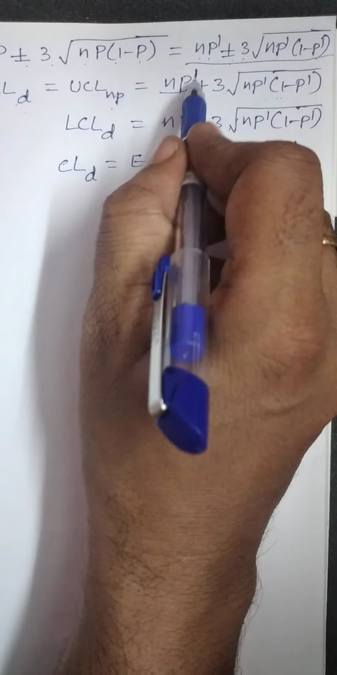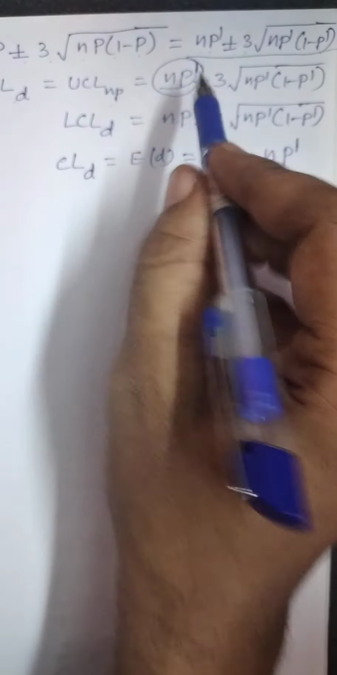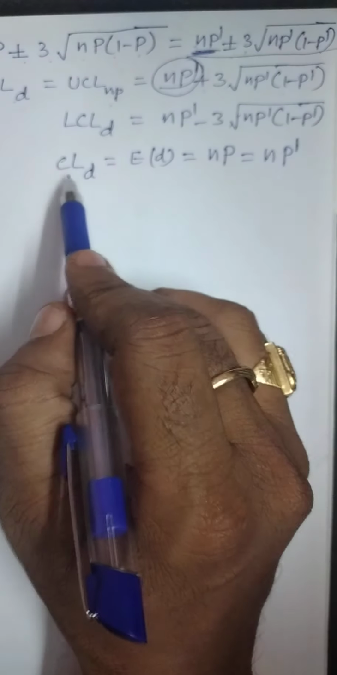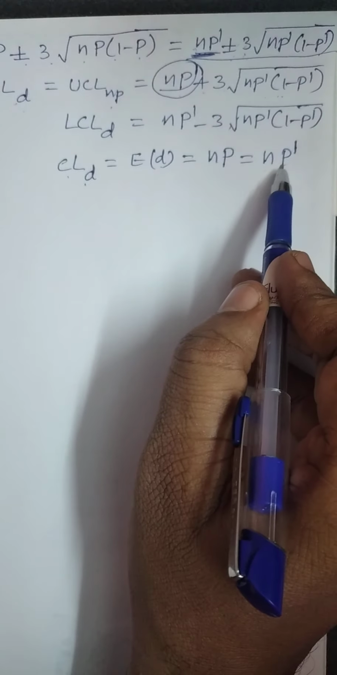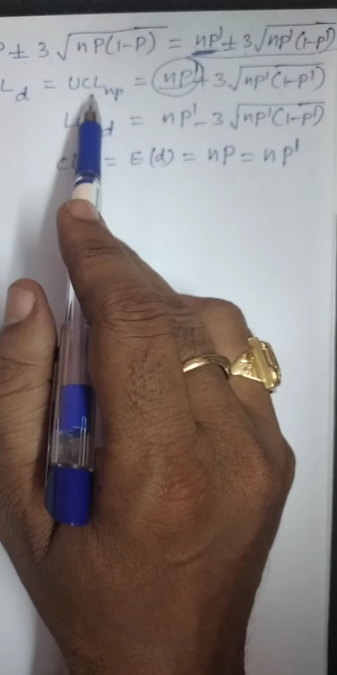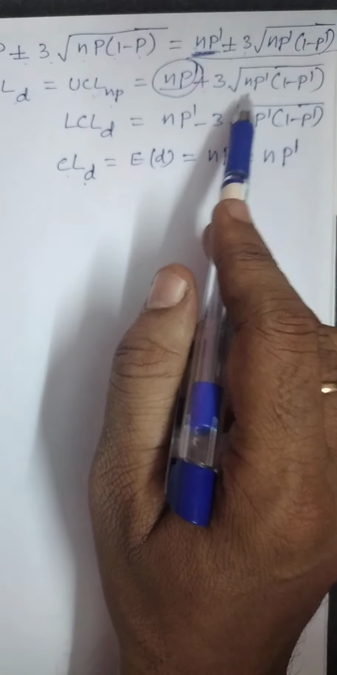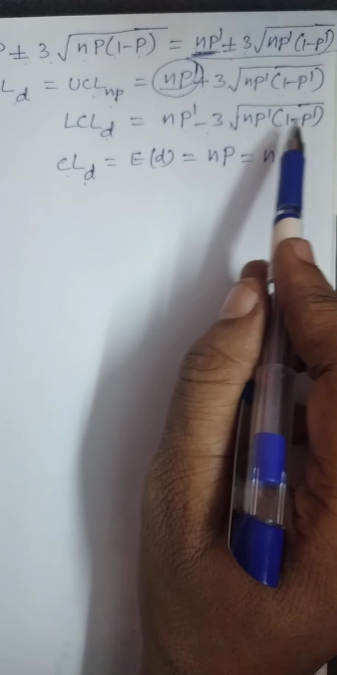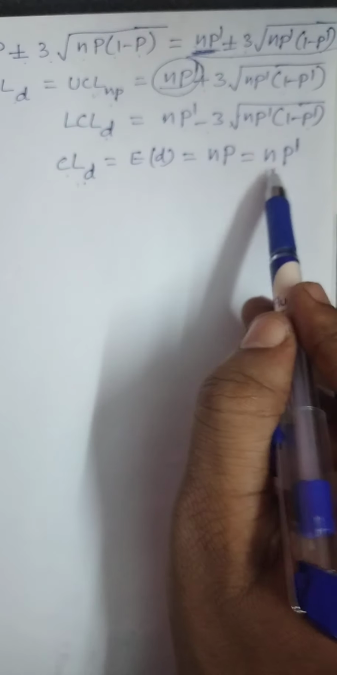That is simply this. I am specifying again and again. This is a simple particular kind of consideration. CL of D is equal to NP dash. UCL of D is equal to NP dash plus 3 into square root of NP dash into 1 minus P dash. LCL of D is equal to NP dash minus 3 into square root of NP dash into 1 minus P dash. CL of D is equal to NP dash. These are the control limits and central line.